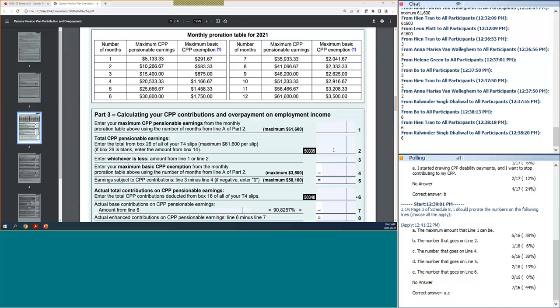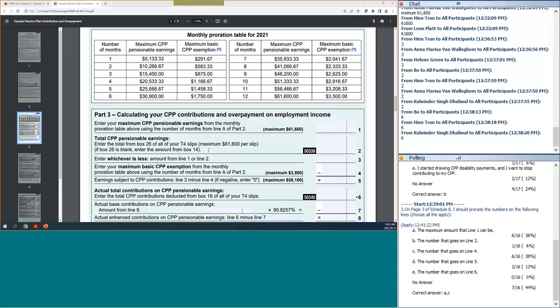The next one, line 2, is a number from a tax slip. We never prorate numbers on tax slips. That already happened. The employer did the thing. Because the employer did the thing, we can't change the math. It is very, very rare that we are allowed to change a number on a tax slip.